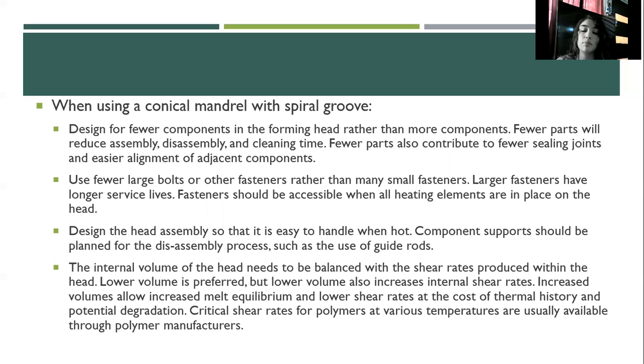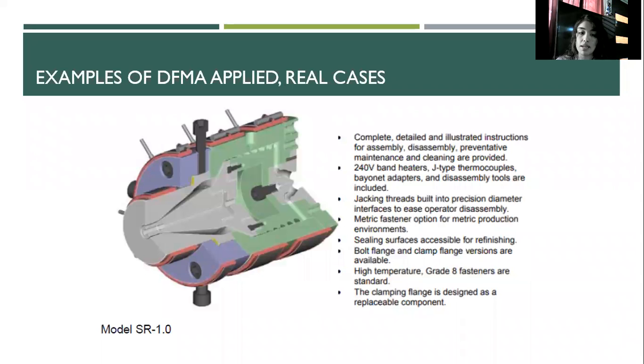Lower volume is preferred, but lower volume also increases internal shear rates. Increased volumes allow increased melt equilibrium, and lower shear rates at the cost of thermal history and potential degradation. Critical shear rates for polymers at various temperatures are usually available through polymer manufacturers. These are the considerations for making the ones that give the shape of the final product.